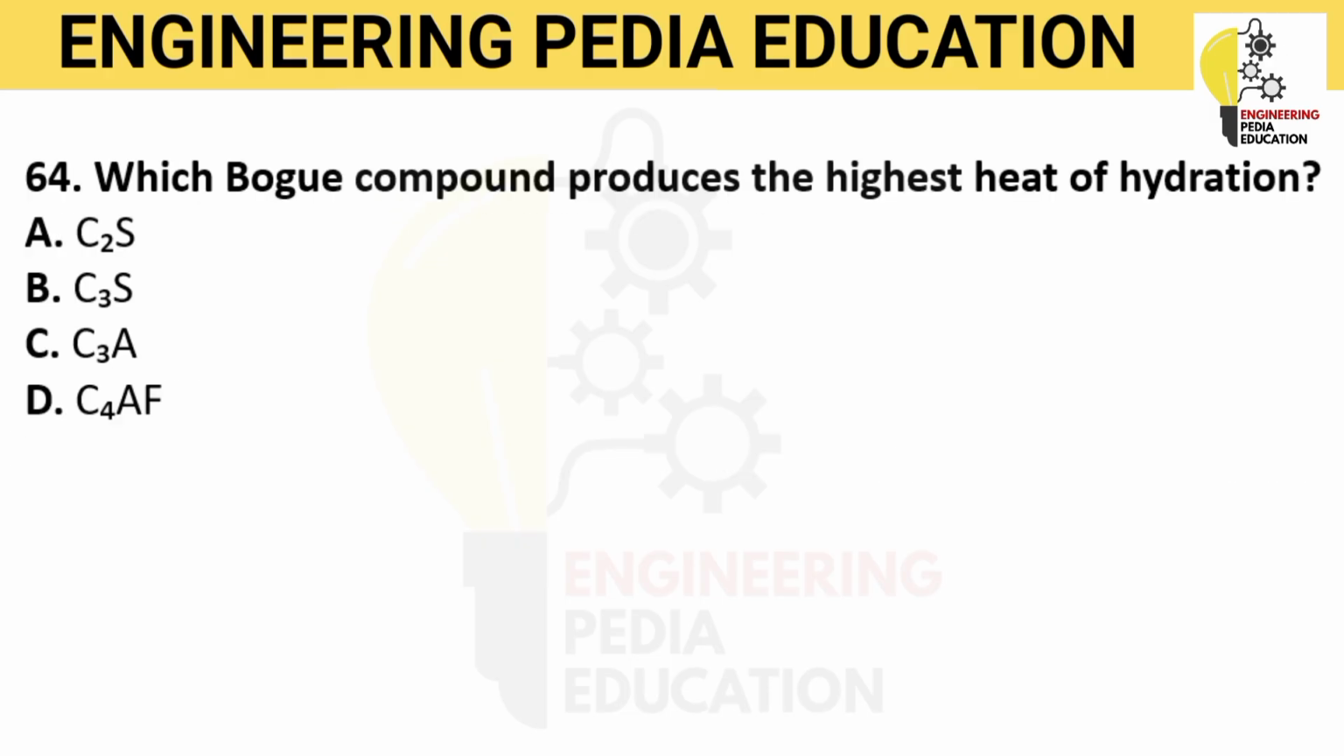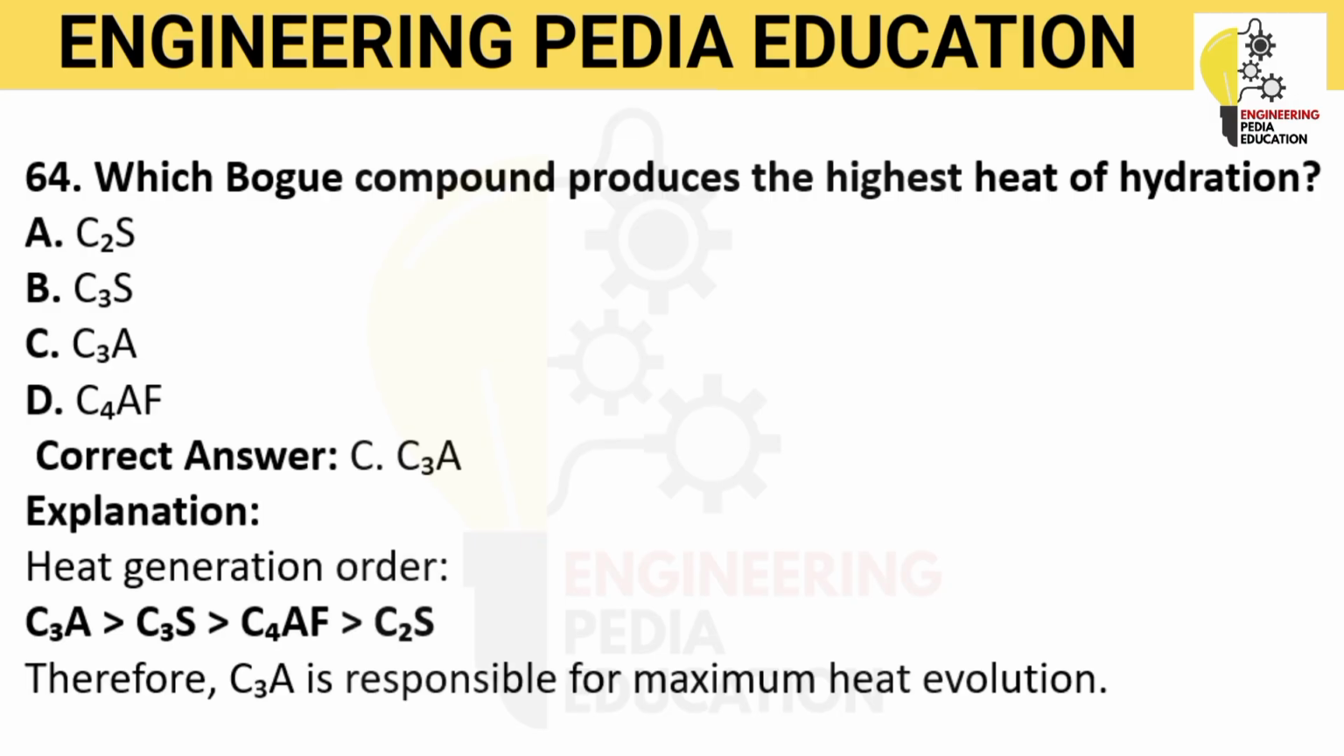Which compound produces the highest heat of hydration? C2S, C3S, C3A, C4AF. So the highest heat generation is of C3A. Here's the order: highest is C3A, then C3S, then C4AF, and last C2S. C3A is responsible for maximum heat evolution and C2S for minimum heat evolution. C3A maximum, C2S minimum.